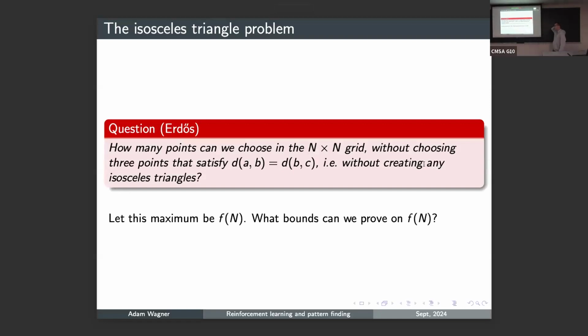For a long time, we thought it was a question of Jordan Ellenberg, but as is often the case in combinatorics, a year or two later, we realized that Erdős had already asked this a few decades ago. So this question is a really beautiful question.